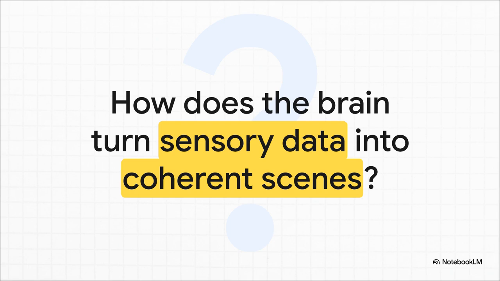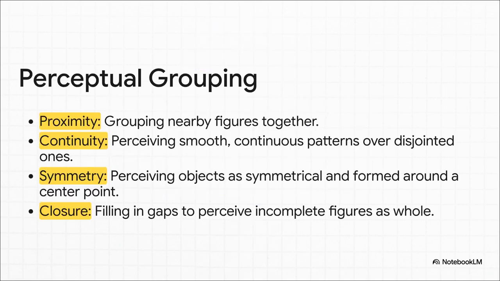Think about it. Right now, your eyes are being bombarded by a chaotic flood of light, color, and shadow. So how does your brain take all that noise and magically organize it into the stable, coherent world you're seeing in front of you? A big piece of that puzzle is something called perceptual grouping.